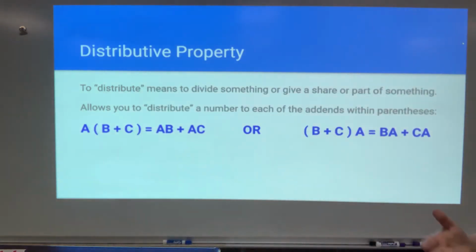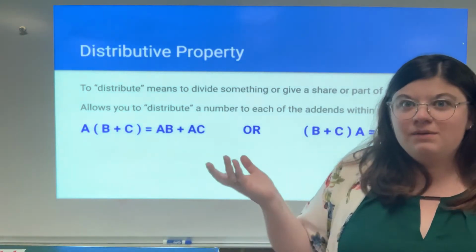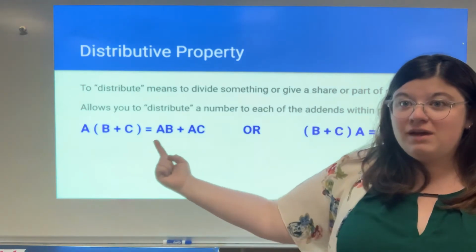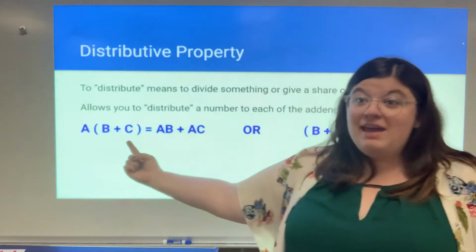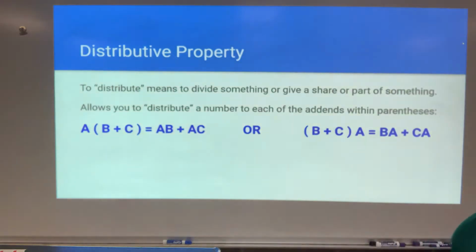And this is a way that we could also write equivalent expressions. Equivalent expressions are basically expressions that are equal. So these two, AB plus AC and A times (B plus C), these two expressions would be equivalent to each other.